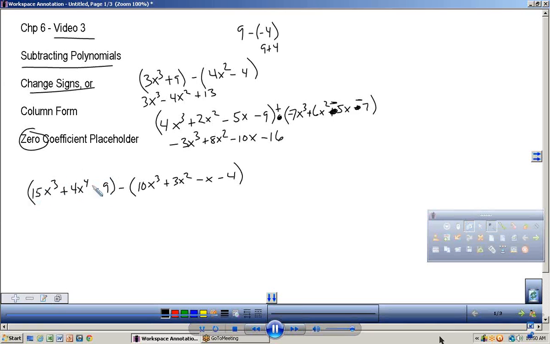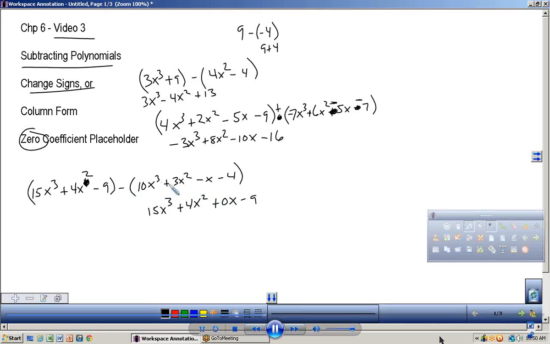So if you're going to use a zero coefficient placeholder, first you have to write the first polynomial out in descending order with all the correct exponents there. Why did I make that a 4 right there? Let's make that a 2. So 15x cubed plus 4x squared. There's no x term, so I'm going to add the zero coefficient placeholder, plus 0x, and then minus 9.